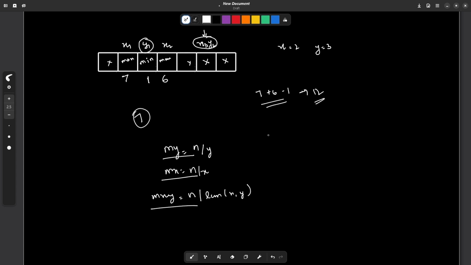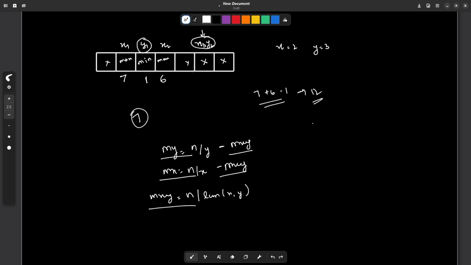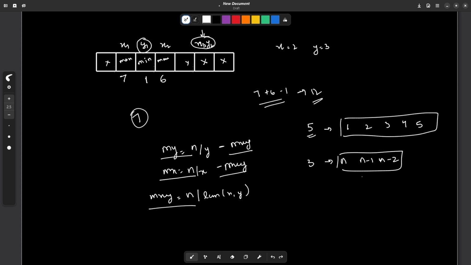Once I have all of these values, to find out the multiples of y only, I am going to subtract mxy from this. To find out all the multiples of x only, I am going to subtract mxy from this, and this way I'll be able to find all the answers. Let's say we have 5 multiples of y, so I'm going to put 1, 2, 3, 4 and 5 at these positions, right? And let's say I have 3 multiples of x, I'm going to put n, n minus 1 and n minus 2 at these positions, right? So you have to find the summation of these values and the summation of these values. So your final answer is going to be this x value minus this y value, right? So this will be the solution for this particular problem.